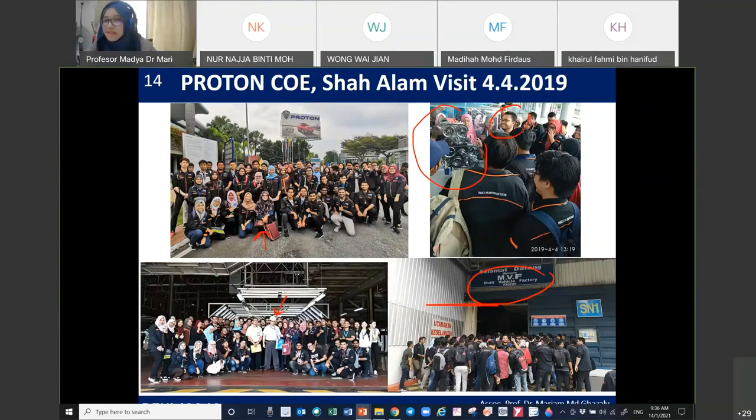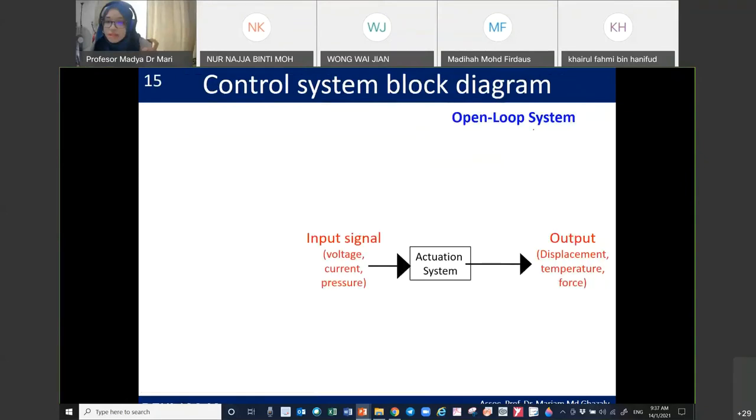So hopefully, if I have the time, if I were to teach you later on in any other subjects, I may plan to bring you for an industrial visit. The ones that I normally bring students to are Proton and also semiconductor processes. For example, last time it was at ST Microelectronics. So let's see how this COVID goes. Okay, so again, recap, we have two types of controller.